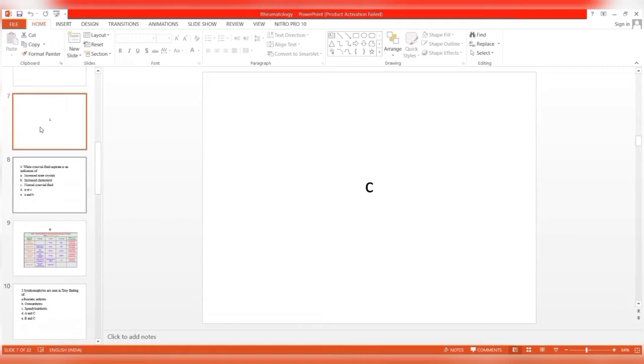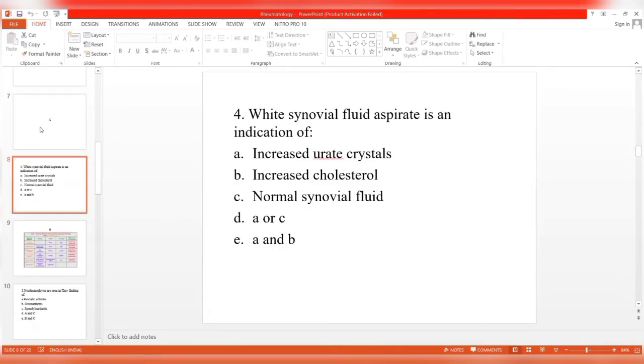Next, a white synovial fluid aspirate is an indication of. Synovial fluid is seen in the joint, is it not? Inside the synovial membrane, what is the normal nature of synovial fluid? Normal synovial fluid is colorless, or it may be pale yellow or straw colored. So the question is, a white synovial fluid aspirate is an indication of: A, increased urate crystals; B, increased cholesterol; C, normal synovial fluid; D, A or C; E, A and B.